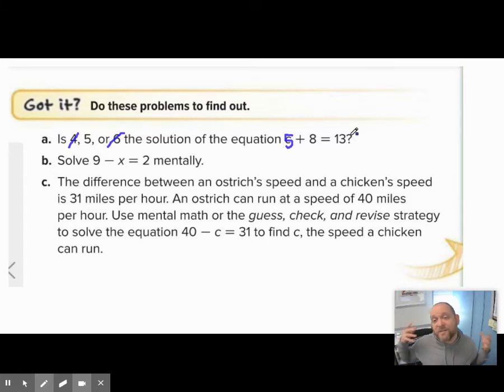I could also do something like, I know 5 plus 5 gives me 10, and then 3 more on one side would give me 8. So 5 plus 8 gives me 13. Again, a lot of different ways you can figure these out.